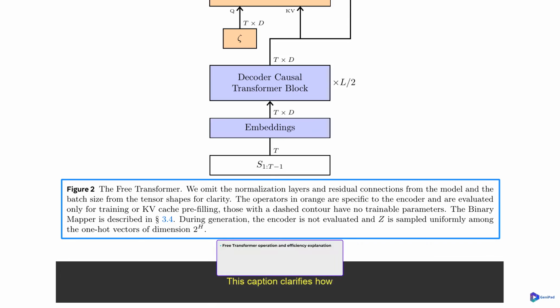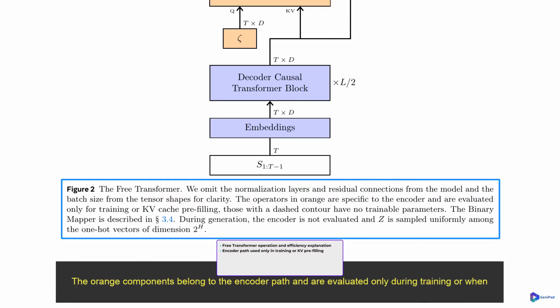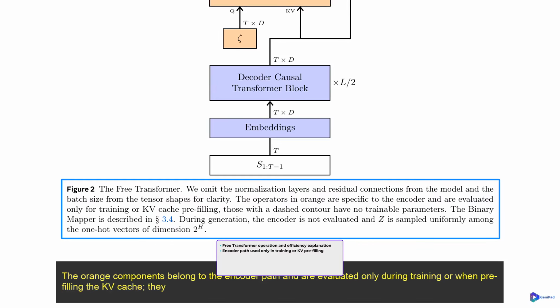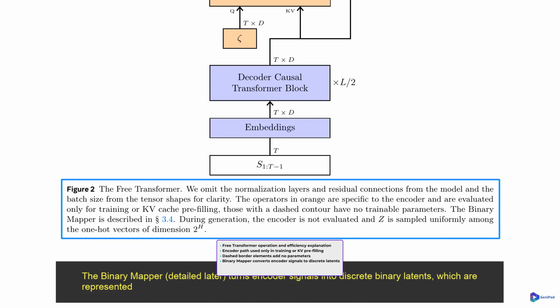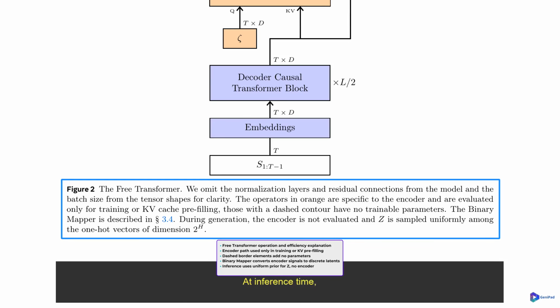This caption clarifies how the free transformer is run and why it's efficient. The orange components belong to the encoder path and are evaluated only during training or when pre-filling the KV cache. They are skipped during normal generation. Elements with dashed borders don't add parameters. The binary mapper, detailed later, turns encoder signals into discrete binary latents, which are represented as a 2H-dimensional 1-hot structure Z. At inference time, the encoder is not used at all.